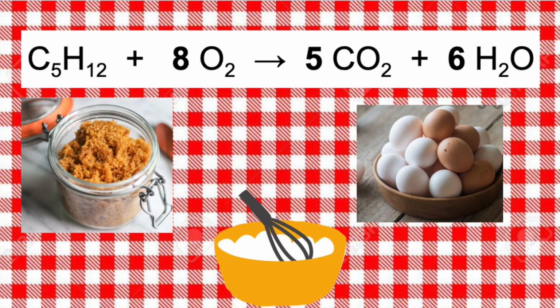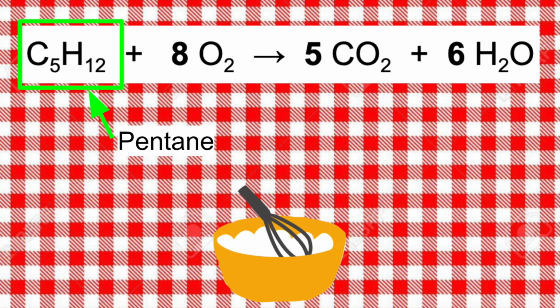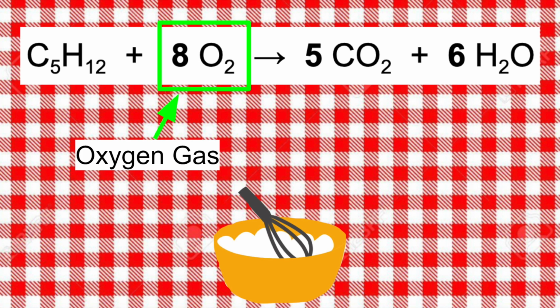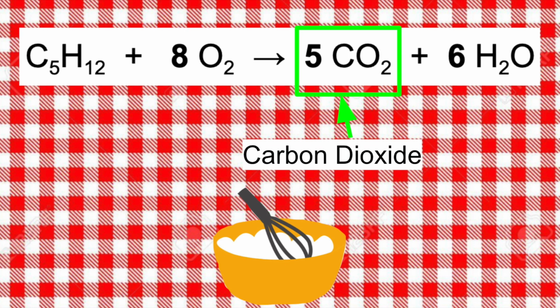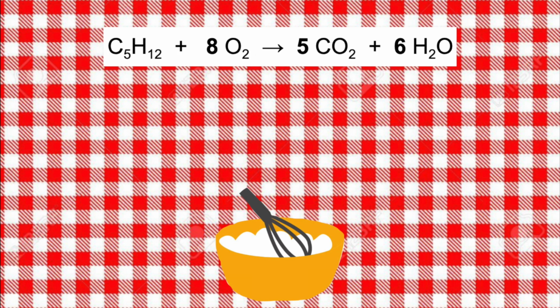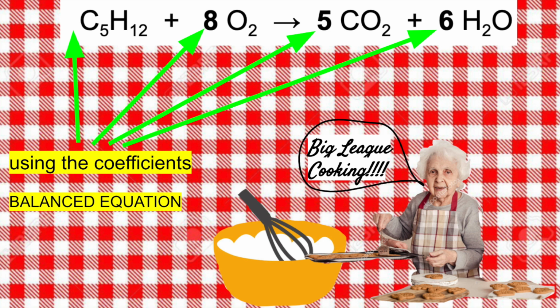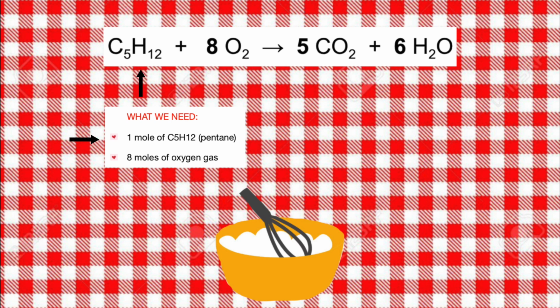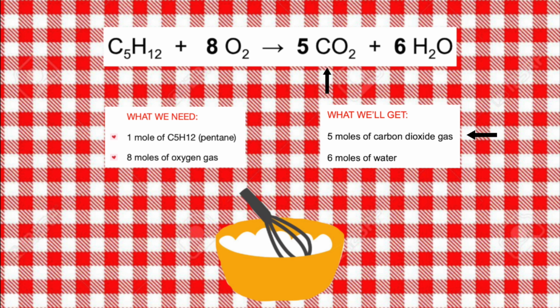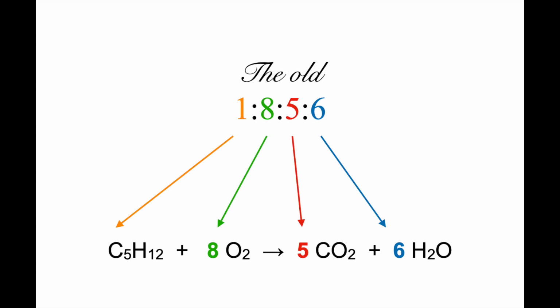about sugar and eggs, we're now talking about C5H12, aka pentane, reacting with oxygen gas to produce carbon dioxide and water. But the numbers we're looking at are the coefficients, or balanced numbers. And to make the perfect recipe here, we need 1 mole of pentane to react with 8 moles of oxygen gas to produce 5 moles of carbon dioxide and 6 moles of water. Delicious. So, in stoichiometry, we always use balanced chemical equations. And in this bad boy, it's the old 1856.